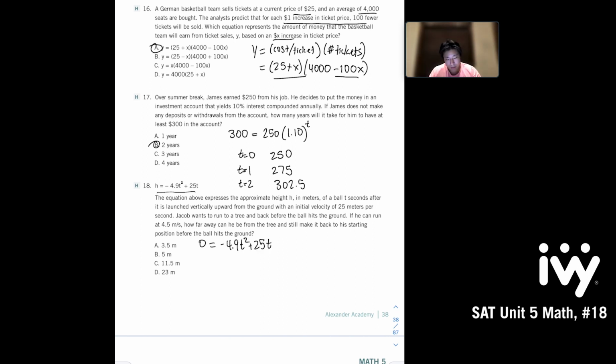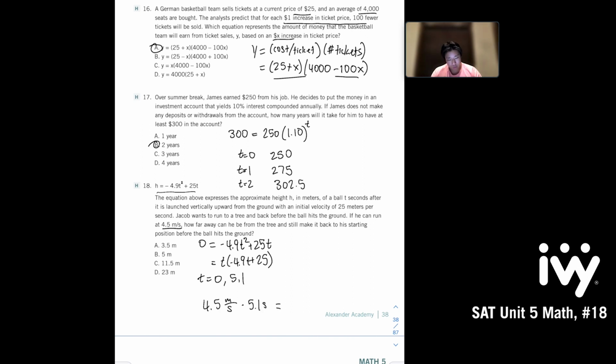Now to solve for this, we can just factor out the t. We're left with negative 4.9 t plus 25, which means that our t can be equal to both 0 or about 5.1 seconds. Knowing that 5.1 seconds is the time we have before the ball hits the ground, we want to see how far the tree can be if Jacob can run at 4.5 meters per second. So that means 4.5 meters per second times 5.1 seconds.